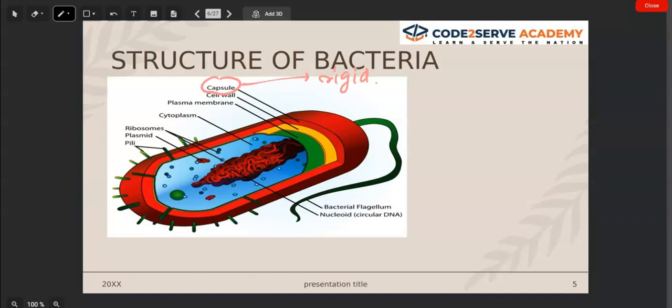Okay, and next is the cell wall. Now the cell wall is made up of different types of elements. For example, the plant cell wall you have studied, what it is made of, it is made of cellulose. Cellulose is a complex carbohydrate. Similarly, the cell wall of the bacteria is made up of complex carbohydrates, and the name of that complex carbohydrate is peptidoglycan. Okay, so peptidoglycans are complex carbohydrates. Clear to all of you.